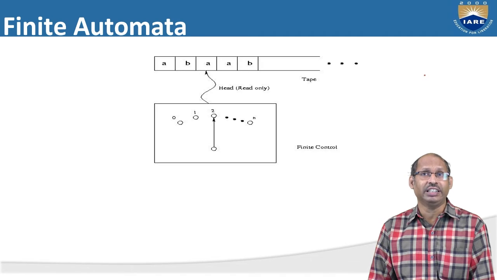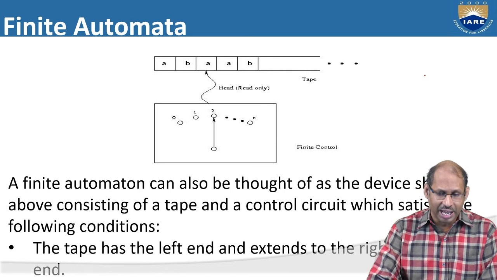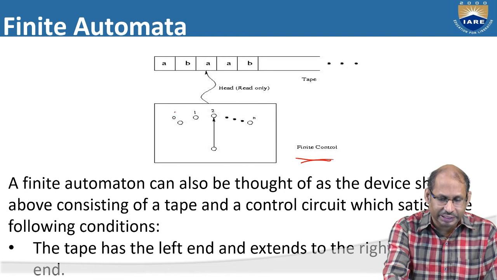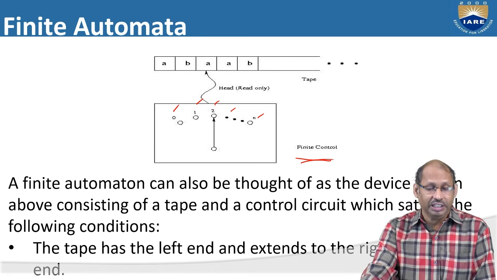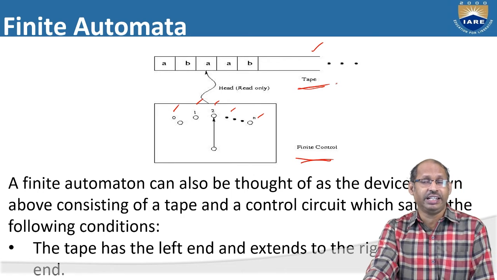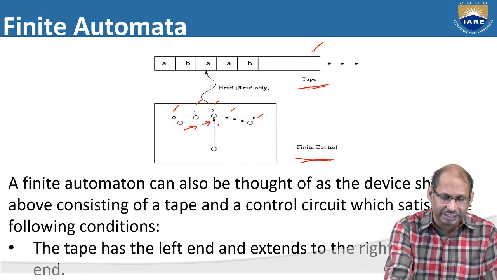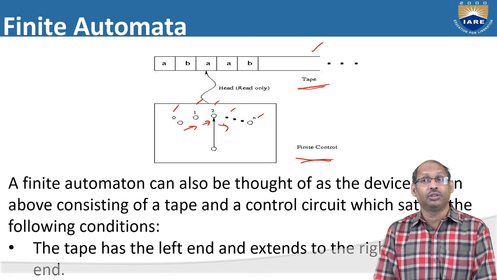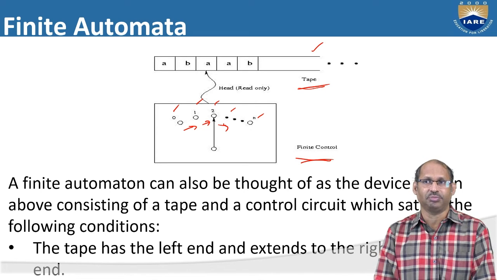Now we'll discuss what a finite automaton is. It has a finite control which consists of some number of states. It will read the input from the input tape, and it will move from one state to another state. It will reach a final state if the input is accepted. Otherwise, it is not accepted.